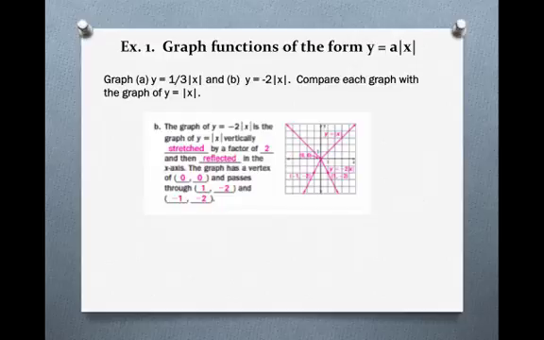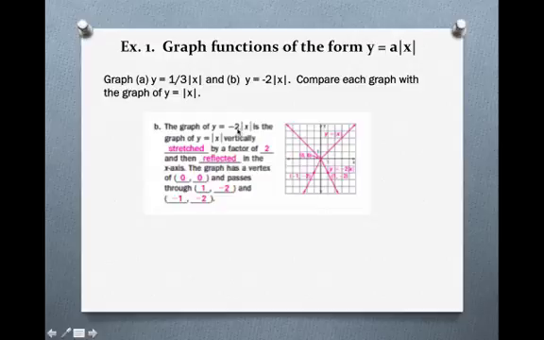The graph of y equals negative 2 times the absolute value of x. Before we approach that, we want to go ahead and draw in y equals absolute value of x. That's this upper V. That's our parent function. Now, for this one, it's going to be stretched by a factor of 2, but because of that negative, it's also going to be reflected across the x-axis. That's what that negative tells us.